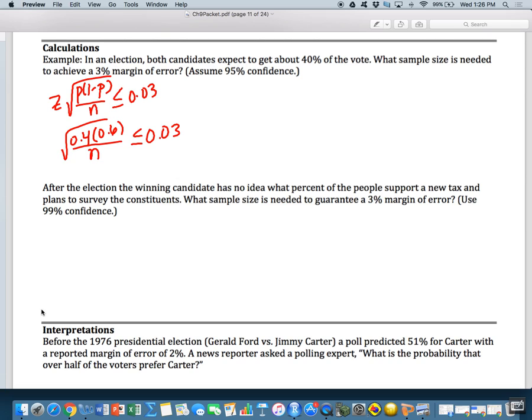We were not given a confidence level. What did I tell you if you were not given a confidence level? Use 95. Okay, so look on your table, find the Z value that corresponds to 95. What is it? 1.96. Okay, I would like you right now to solve this inequality for N.